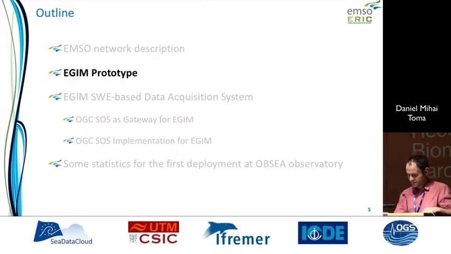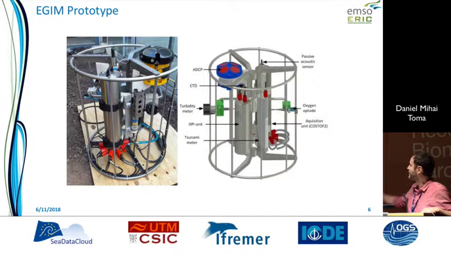Okay, so next I'm going to give you some detail about the prototype. This is the prototype of an EGIM, which is a very compact observatory node. It can be equipped with up to 12 instruments. The core instruments are 6. Here you can see there is an ADCP, a CTD, a turbidity meter, a tsunami meter, an oxygen optode, and a passive acoustic sensor. This comes as the core equipment of an EGIM prototype.